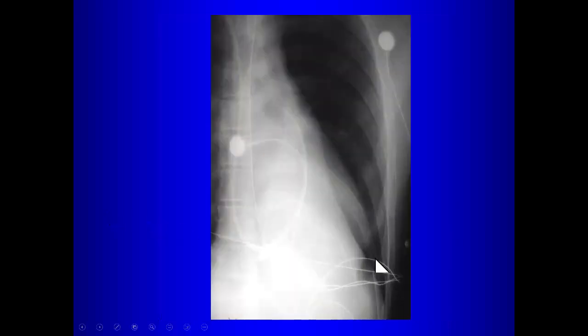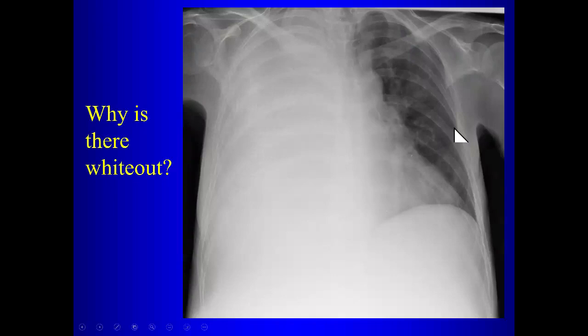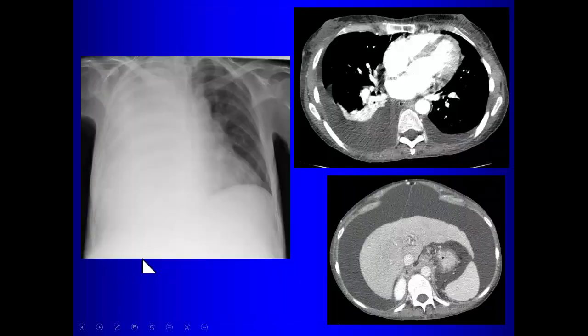So heart, here's the collapsed left lower lobe, and it obscures the left diaphragm. Okay, why does this person have whiteout? Pleural effusion. How do you know? The mediastinum is shifted to the left, the trachea is shifted, the heart is shifted. So this is a large pleural effusion.